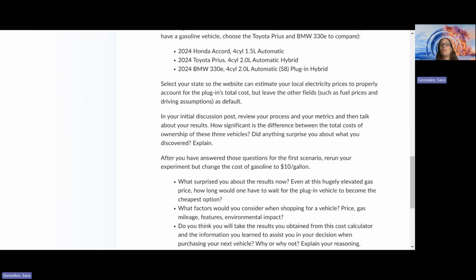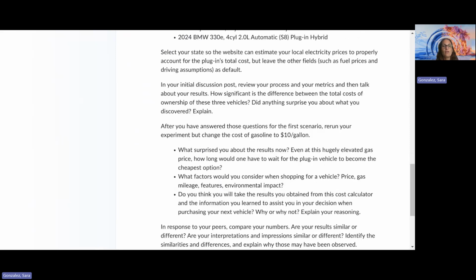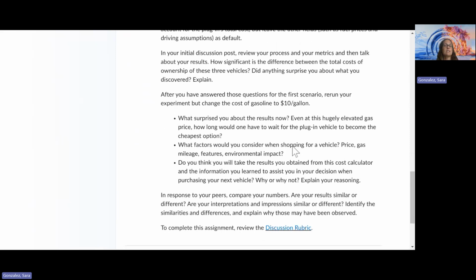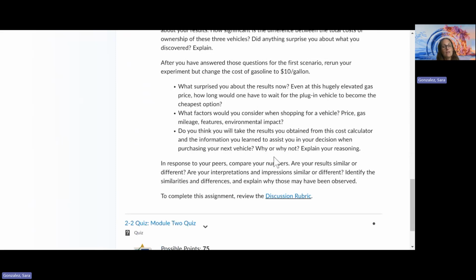Basically look at how significant is the difference between the total cost of ownership of these vehicles. Did anything surprise you? And then after you've answered the questions, rerun your experiment and change the cost of gas to $10 per gallon. What is surprising about this? What factors would you consider when you're shopping for your new car? And then with your responses, you're just going to compare your numbers to your classmates.